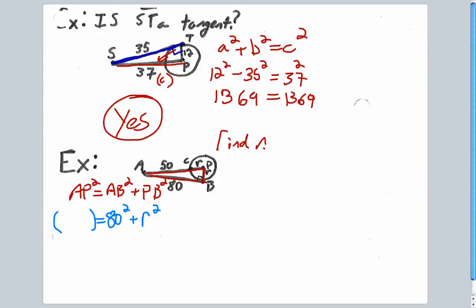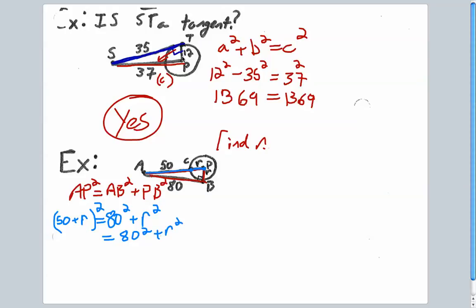Well, I can look over here and I see that AB looks like it's 50 to get to there plus R to get to P. Okay, so 50 plus R is my length. 50 plus R, that whole thing squared. Okay, 50 plus R, the whole thing squared. Okay, so now I've just got some fancy math to do here. And you guys learned in Algebra 2 how to expand this stuff on the left. So I'm going to get 80 squared here plus R squared.